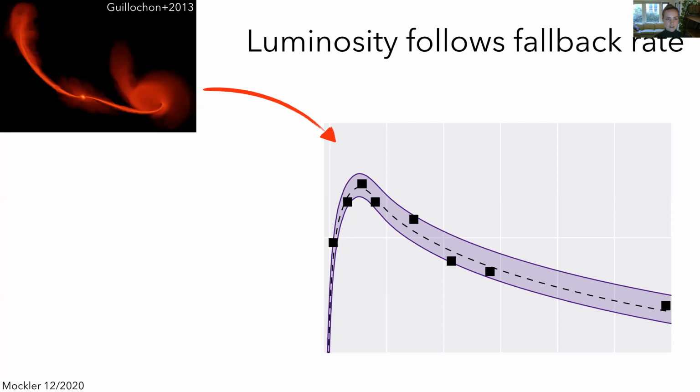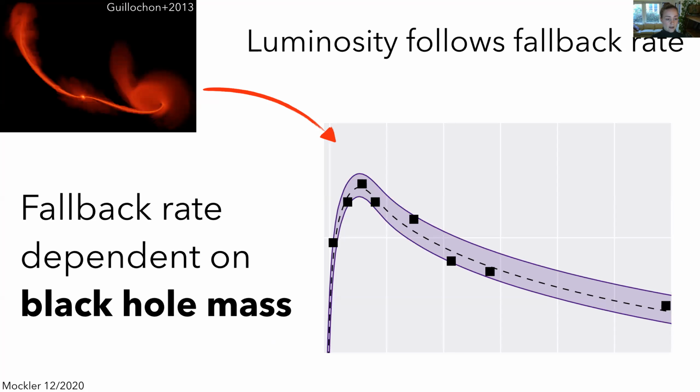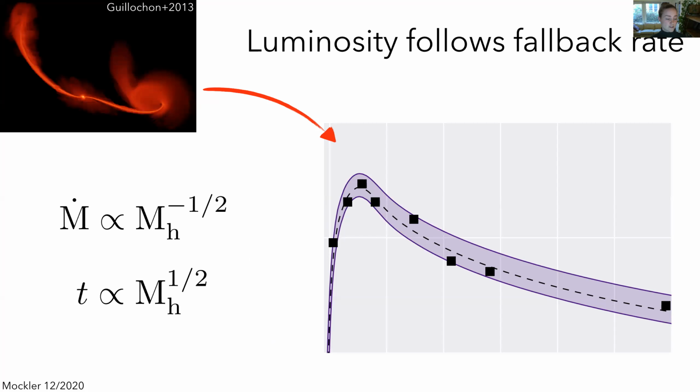But how do we actually measure the black hole mass? It turns out the luminosity of these events follows the fallback rate of debris to the black hole, and the mass fallback rate is dependent on the black hole mass. And so if we can get the fallback rate from the luminosity, then we can estimate the black hole mass from the fallback rate. And here are the scaling relations for the black hole mass with the fallback rate.